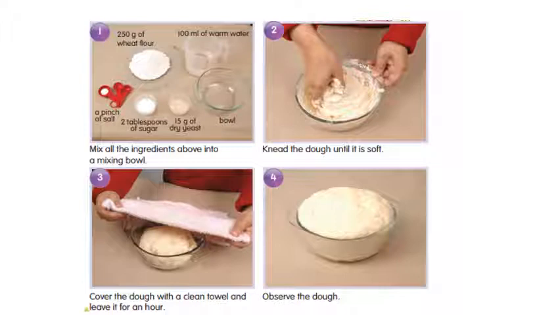If you see here, these are the apparatus to make dough. Mix all the ingredients above into a mixing bowl, and then knead the dough until it is soft. Cover the dough with a clean towel and leave it for an hour. After an hour, you can observe that the dough rises. So this means microorganisms breathe. They release gases here.